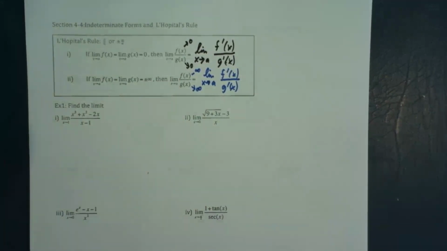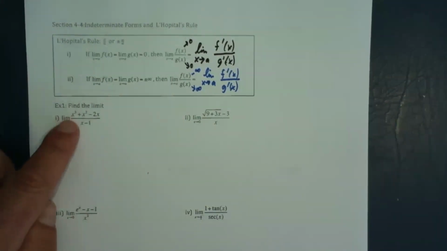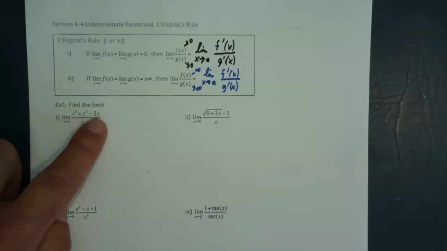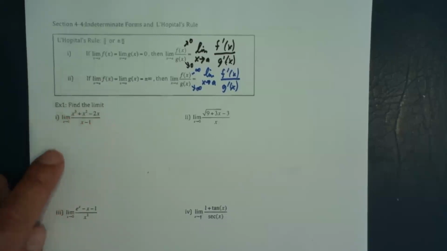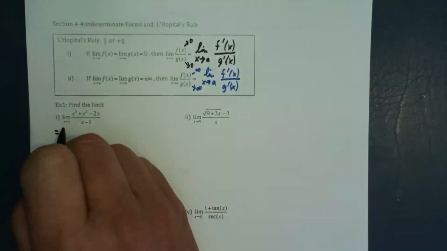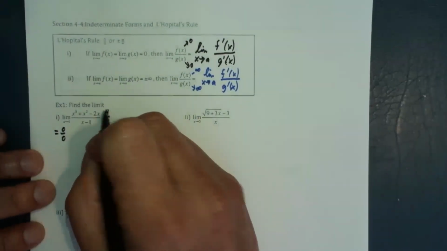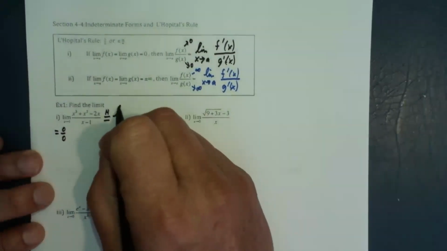So for part 1 here, limit as x approaches 1 of x cubed plus x squared minus 2x. Now, if I plug in 1 there, a 1 there, and a 1 there, that's going to be 2 minus 2, which is 0. And down here, that's also going to be 0. So we end up with the case 0 over 0, so we can apply L'Hopital's. If it wasn't 0 over 0 or infinity over infinity, we would not be able to apply L'Hopital's. So let's do it. I write a little h like this when I apply L'Hopital's.